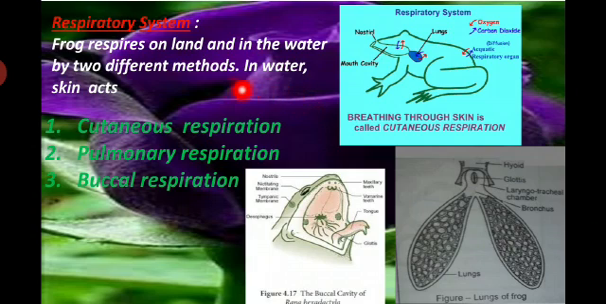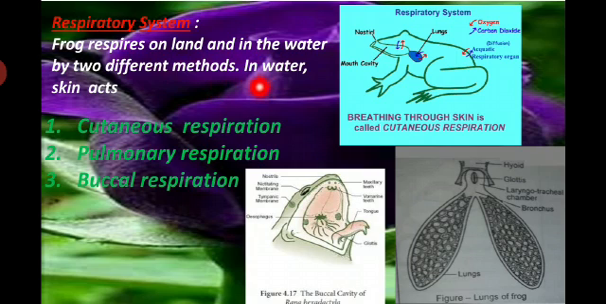Depending upon this habitat, they are able to respire using different types of respiratory organs present in their body. Different types means they use the skin for respiration, they use the buccal cavity in the mouth region for respiration, and they use the lungs for respiration. So these kinds of respiratory organs are present in them according to their mode of life cycle. Okay? So the frog respires on land and in the water by two different methods.